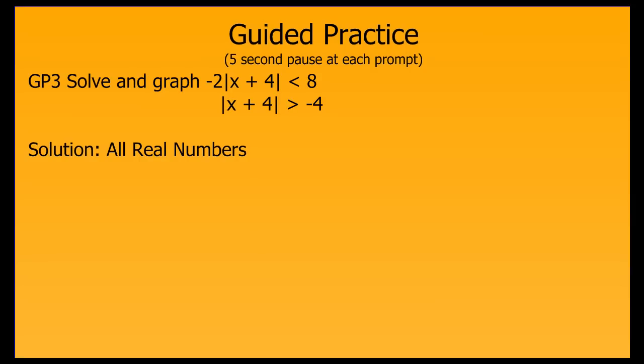Now, this is where it's even more important to really think about what this is asking. It's asking for all values of x such that the absolute value of the quantity x plus 4 is greater than negative 4. But we know absolute value is always positive, so no matter what we fill in for x, it's going to be a solution because it's going to be greater than negative 4. Therefore, our solution is all real numbers. We're done. Note that if this had been less than negative 4, we would have had no solution because there's no way an absolute value expression could be anything less than 0.